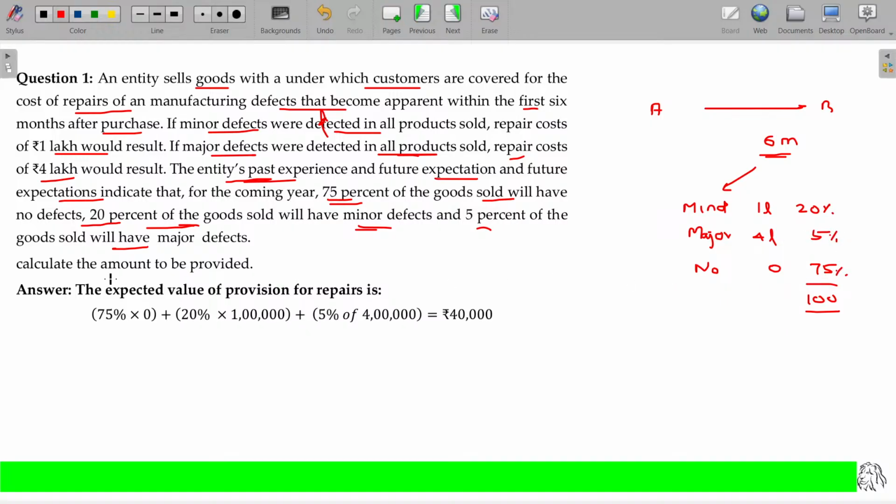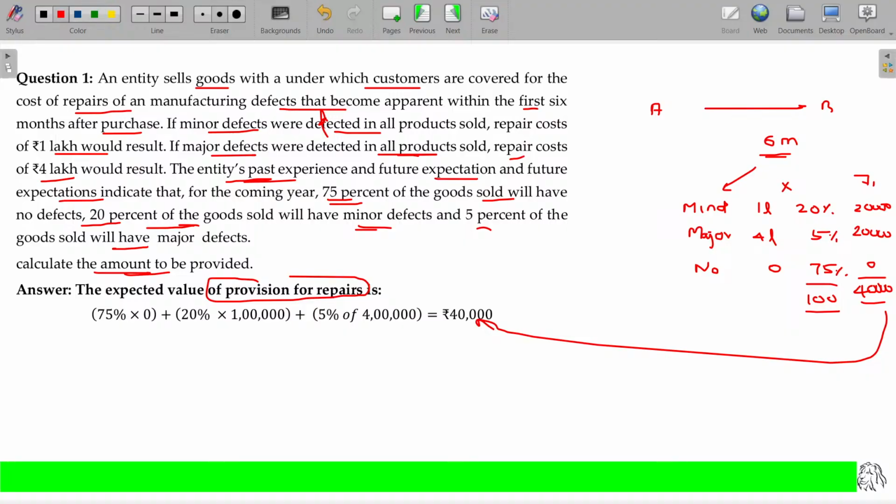Now calculate the amount to be provided. The amount to be provided is nothing but multiply these two, and this is the amount to be provided as your provisions. Provision for repairs. 1 lakh into 20%, 20,000. 4 lakhs into 5%, 20,000. And 0, the total value being 40,000. Clear?